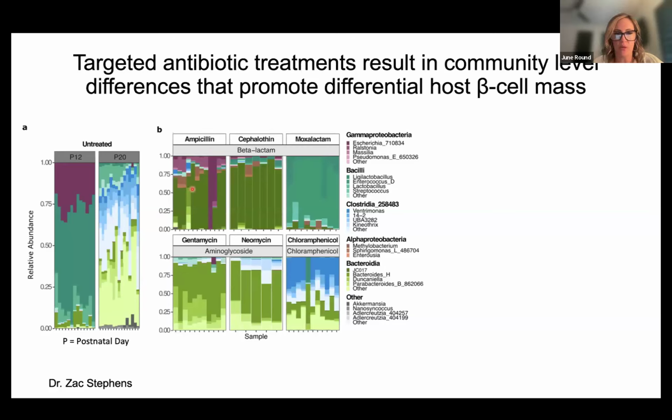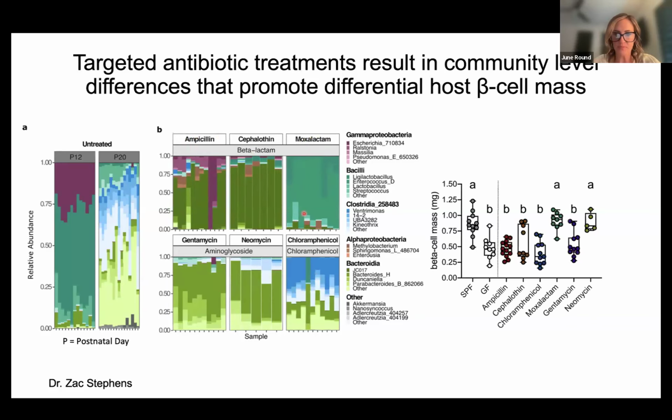And again, I'm just showing you 16S data to demonstrate that when you treat an animal with ampicillin and look at what happens to their microbial community, it looks very different than when you treat an animal with moxilactam, where you see an expansion of Streptococcus and other bacilli. So in this way, we can ask, well, what happens when you perturb the microbial community in different ways?